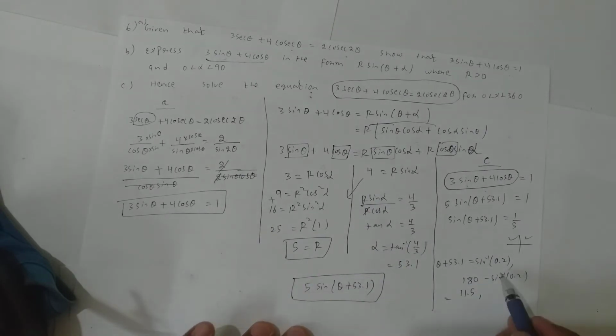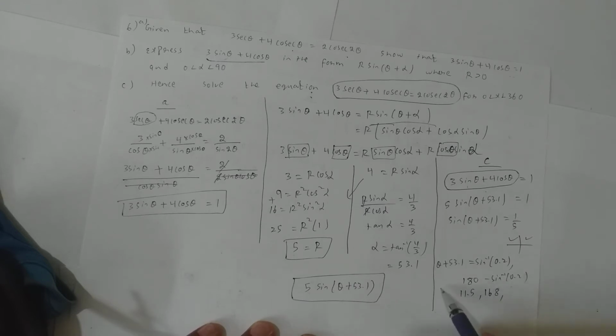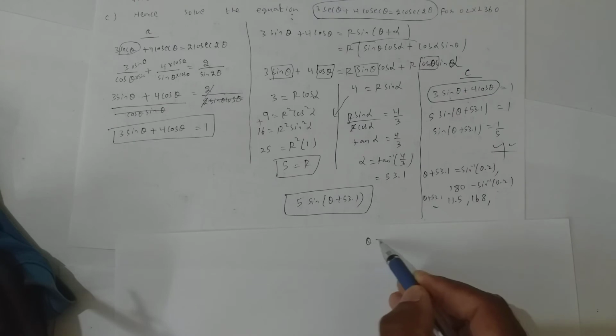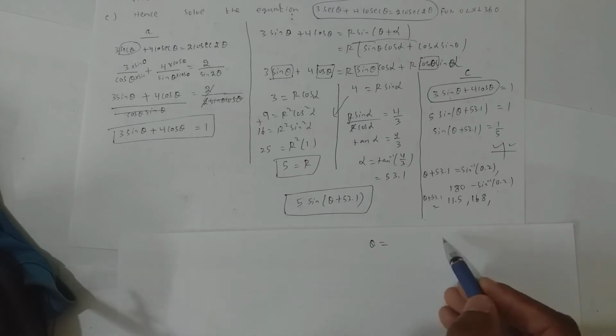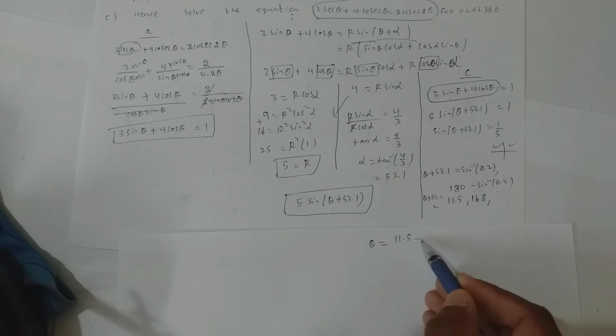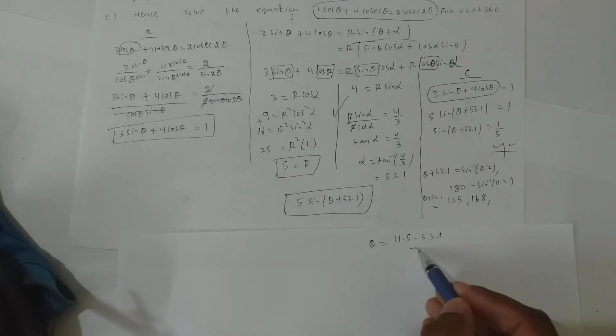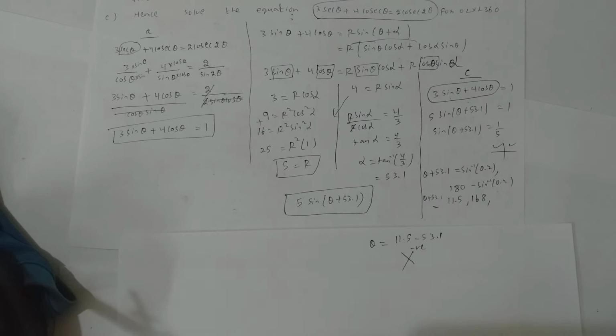Yes, sin inverse 0.2 is 11.5 and 180 minus sin inverse 0.2 is 168. Now these are theta plus 53.1 values. To get the values of theta, 53.1 should be subtracted. So from 11.5, if I subtract 53.1, I get a negative result. So 11.5 should not be considered.